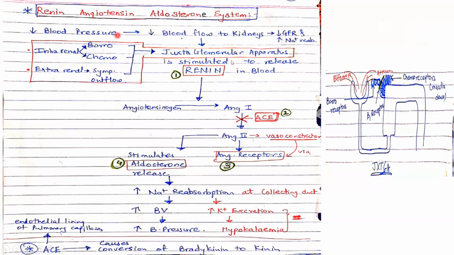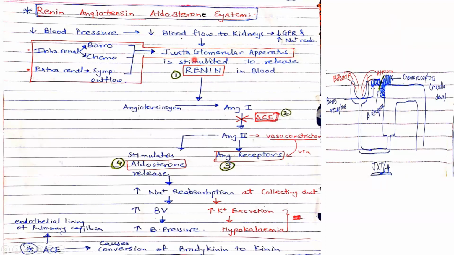So now if you come back here, I have summarized it here. Low blood pressure, low blood flow to kidneys, low GFR, more sodium reabsorption. It leads to stimulation of the juxtaglomerular apparatus, which is made up of baro and chemoreceptors and beta 1 receptors. Baro and chemo are receiving the inputs from the renal region only, so these are intrarenal mechanisms for secretion of renin. Sympathetic, that is beta 1 receptors, are receiving signals from sympathetic stimulation. So that is the extrarenal mechanism for secretion of renin.